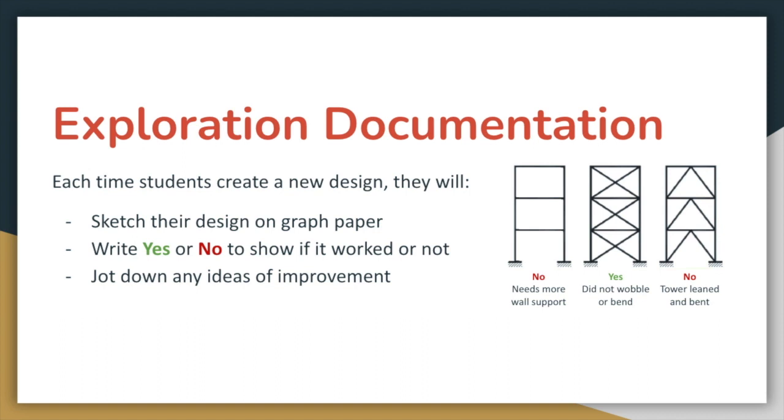And then I have an example to the right. Right here we say no, needs more wall support. In the middle, yes, this one did not wobble or bend. And then the last design, no, tower leaned and bent. Those are just good examples of the kinds of notes that they'll be taking.